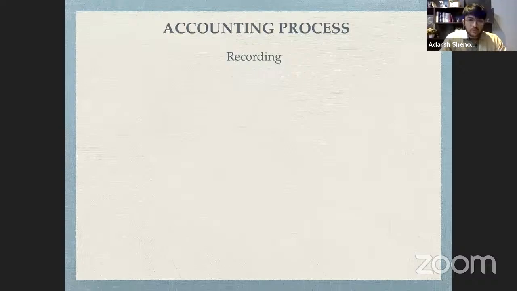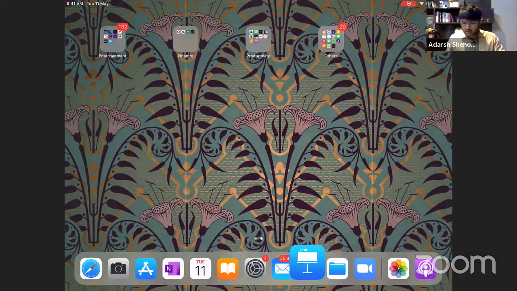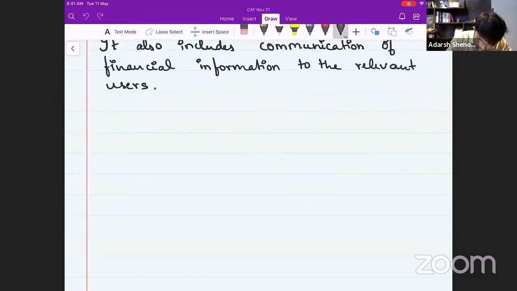Now coming back to the accounting process. The process of accounting starts with different steps. In fact, we popularly list 6 steps in accounting. So the first step is recording. In fact, before recording, you have something else also, that is, identifying a transaction. Okay, so we're discussing the accounting process.